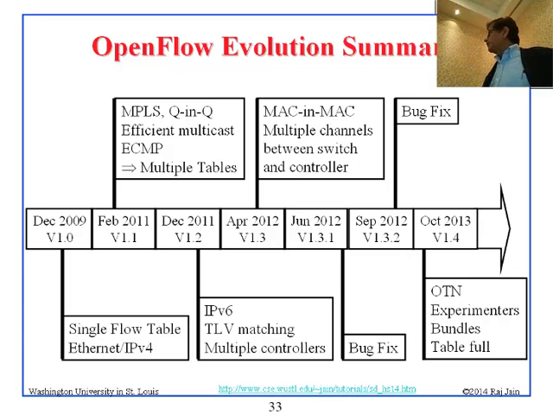There were versions 1.3.1 and 1.3.2, which are simple bug fixes, so I didn't talk about them. But as you can see, 1.1 added MPLS, ECMP, and QinQ. 1.2 added IPv6 and TLV. 1.3 added MAC and multiple channels. And 1.4 added optical transport networks and bundle instructions.